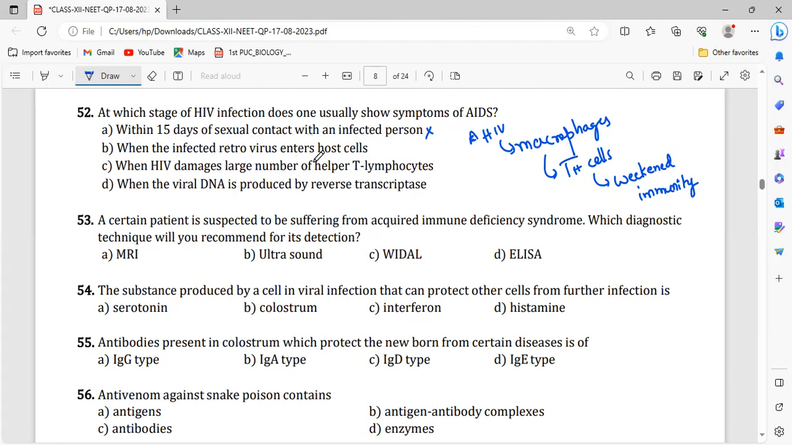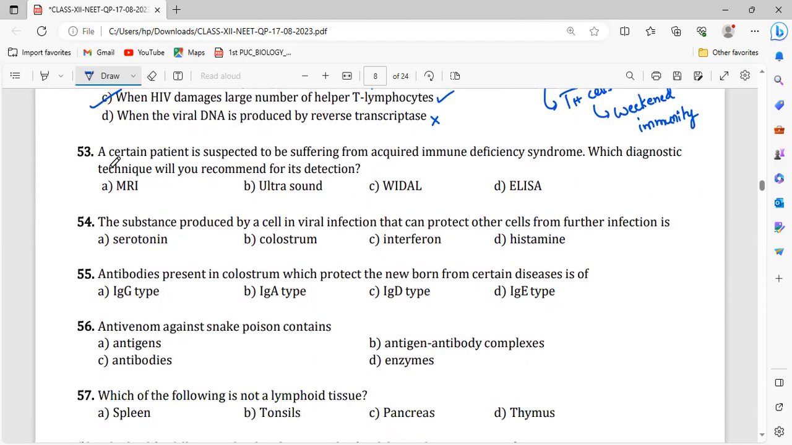When the infected retrovirus enters host cells, no. When HIV damages a large number of lymphocytes, yes. This is the answer. When the viral DNA is produced by reverse transcriptase, only replication happens. No symptoms will be shown. So the answer is C.